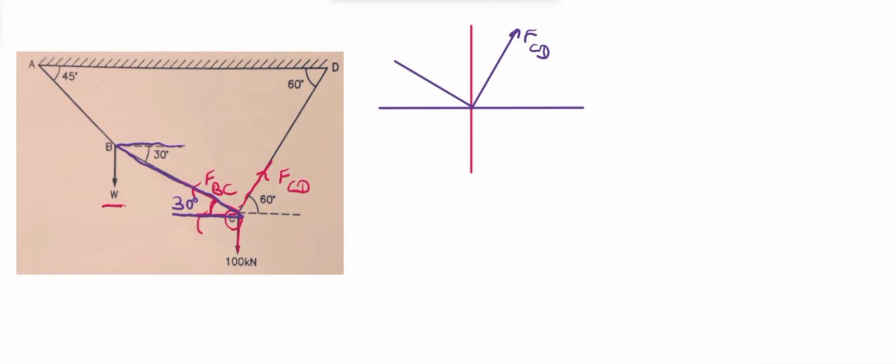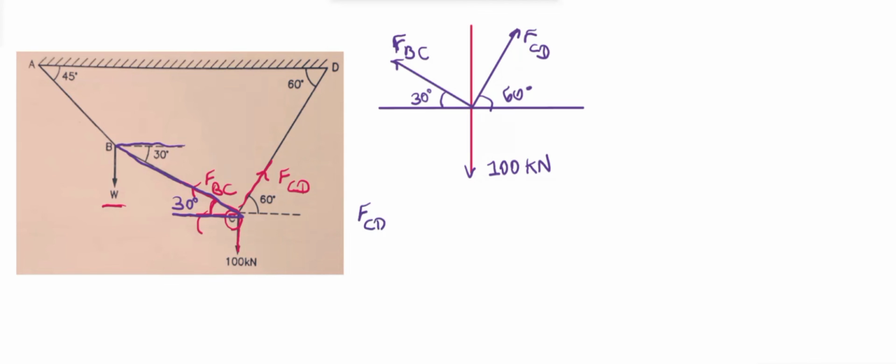Here this is FCD. This angle is 60 degree. Then this is FBC. Here 100 kilonewton is acting. This angle is 30 degree. We'll apply the Lami's theorem.